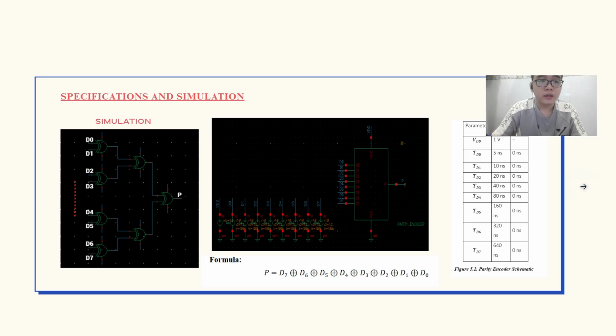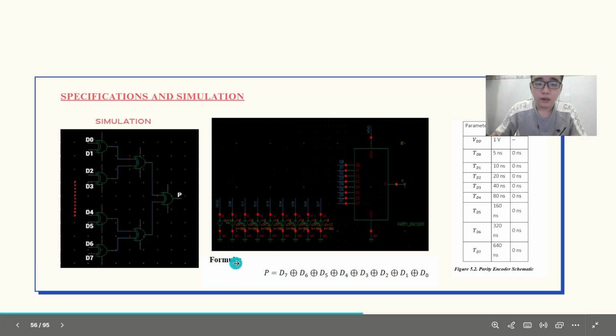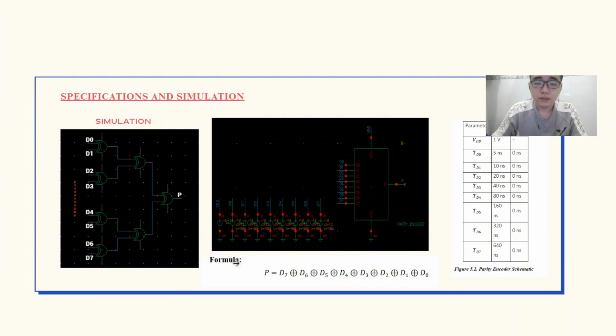Okay, next we talk about the specification and simulation. You can see in this simulation, this is an 8-bit parity generator, with the formula P equals D7 XOR D6 XOR D5 XOR D4 XOR D3 XOR D2 XOR D1 XOR D0.